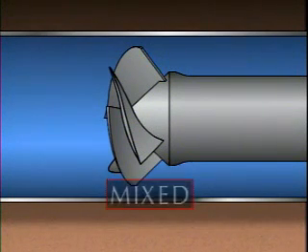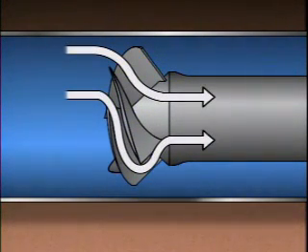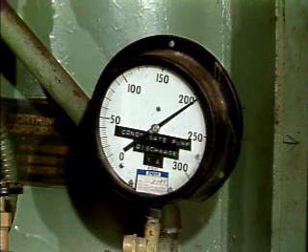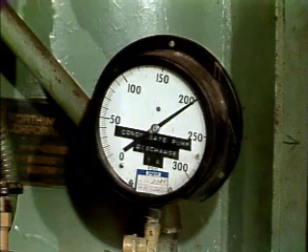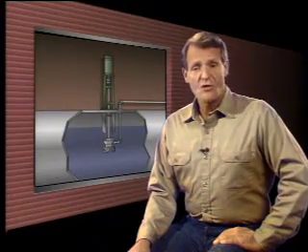Mixed flow pumps combine the characteristics of radial flow pumps and axial flow pumps. They use centrifugal force and the propeller action of the impeller's vanes to move the process liquid. For that reason, a mixed flow pump can develop a relatively high discharge pressure and still move a large quantity of liquid.